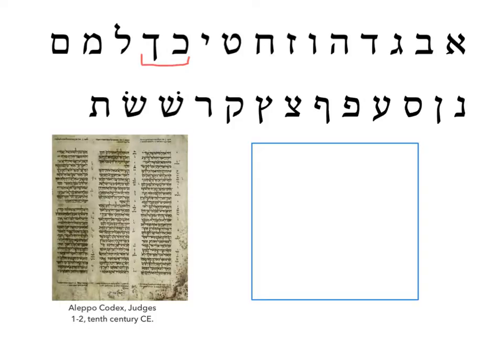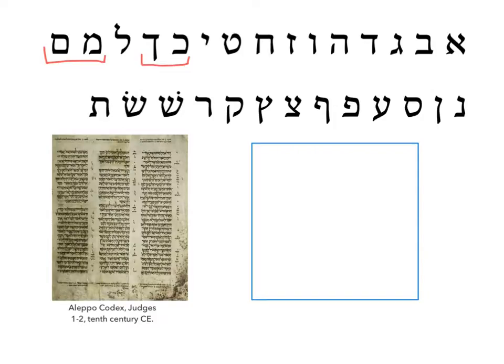Now, the next pair of characters here are our mems. At this point, you can probably guess why we have two of them. This here is our mem in a medial position. So if it's the beginning or in the middle of a word, it will look like that. Here's our mem in a final position. It looks slightly differently. If it's the end of the word, you'll write it that way.